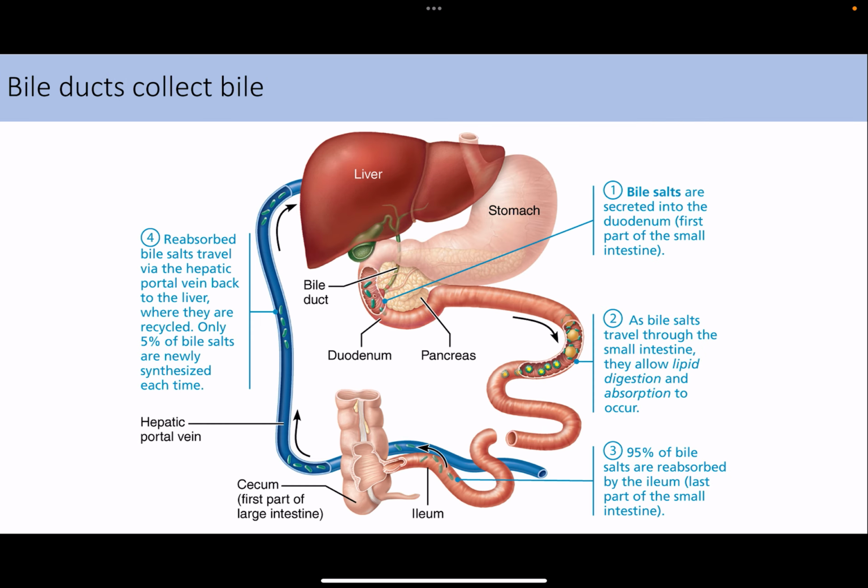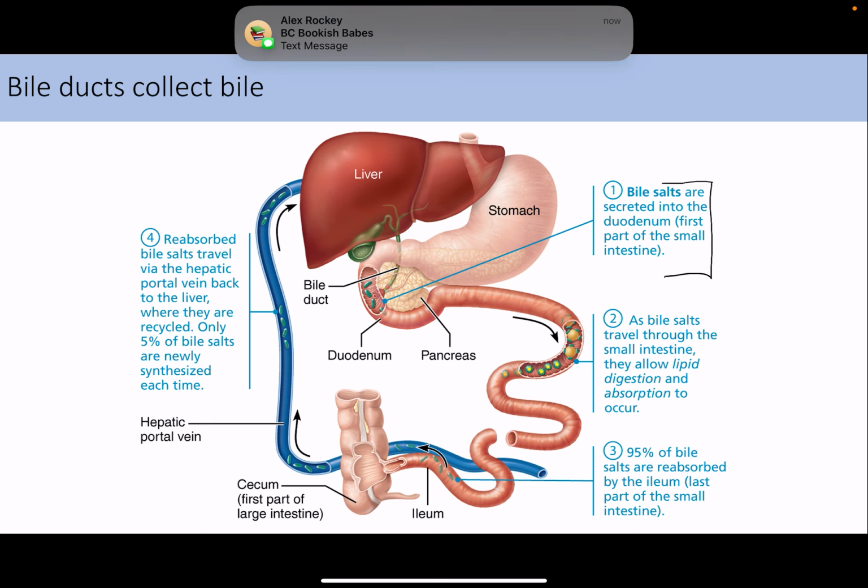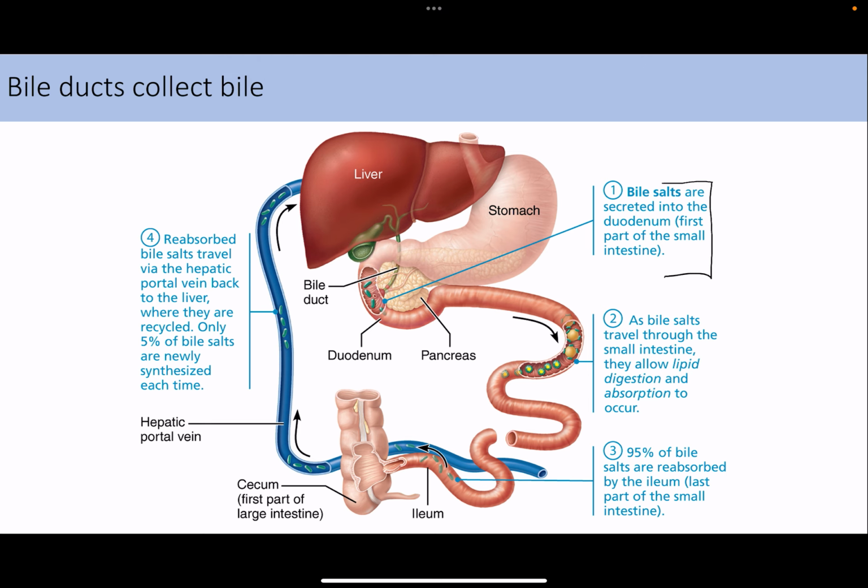So bile ducts collect bile. So this is a process of bile function as well as recycling. Bile salts are secreted into the duodenum, which is the first part of our small intestine. As bile salts travel through the small intestine, they are going to emulsify the fats. So they're going to start off our lipid digestion by making the big fat pieces into smaller fat pieces.